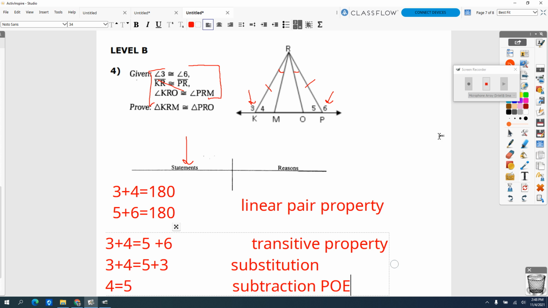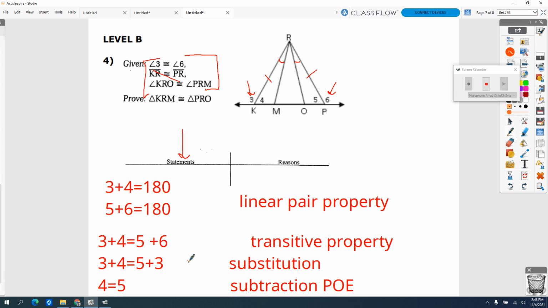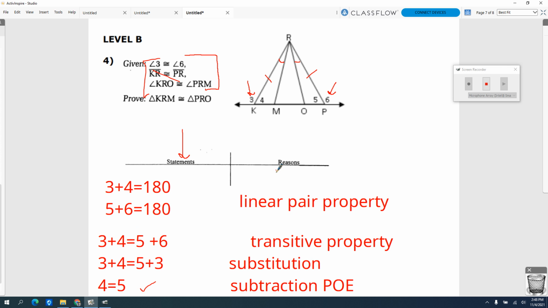Now, folks, I kind of ran out of room here, but here's the deal. We have an angle. Oops, sorry, it was this angle. We have a side that is included between the two angles. So based on this information and the givens, I can now say that KRM is congruent to PRO, and the reason is the angle side angle theorem.